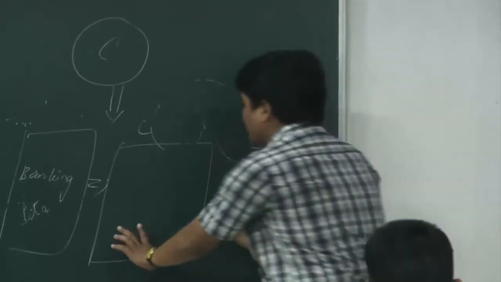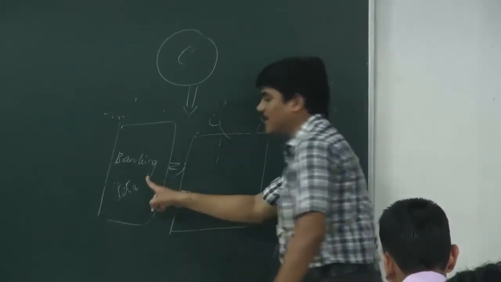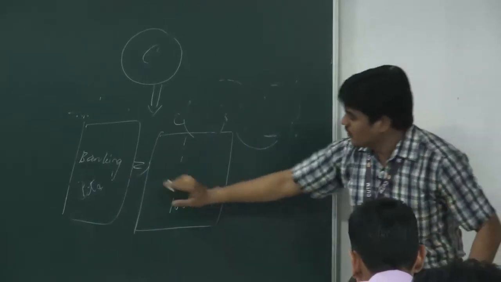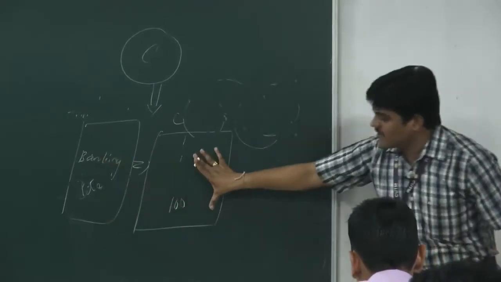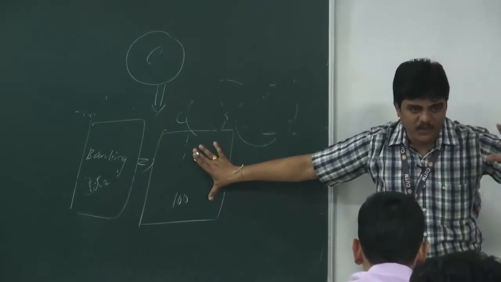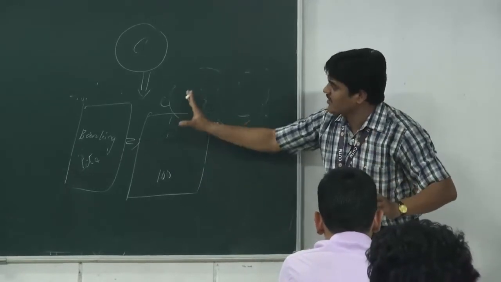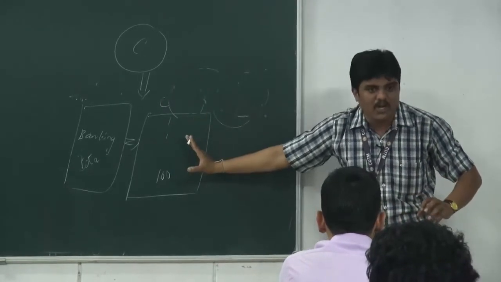Suppose in this C program we are writing 1 to 100 functions for this application, just assume. So this is banking data, this is a C program, and there are 100 functions. Each and every function performs its own task, because C programming is a procedural language.